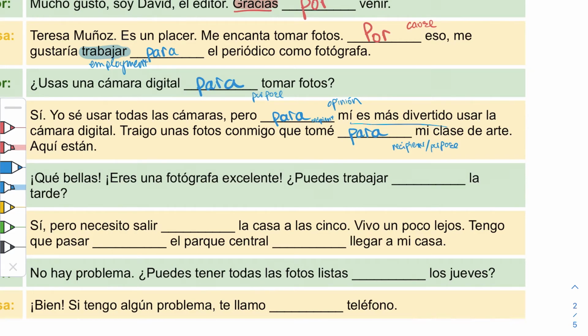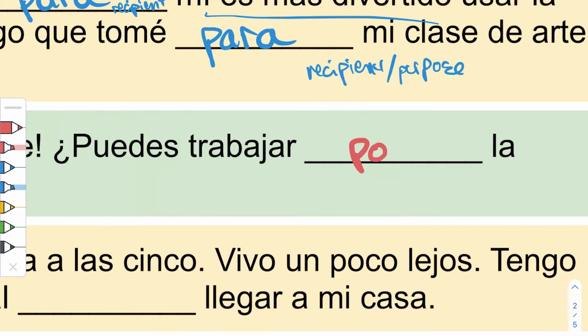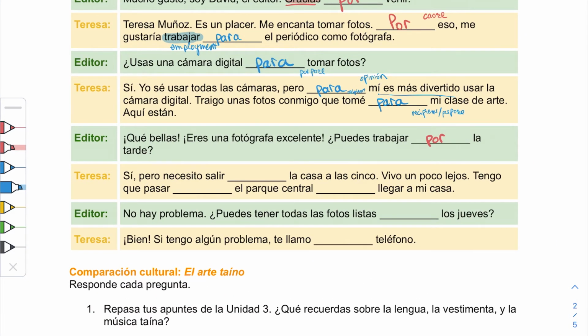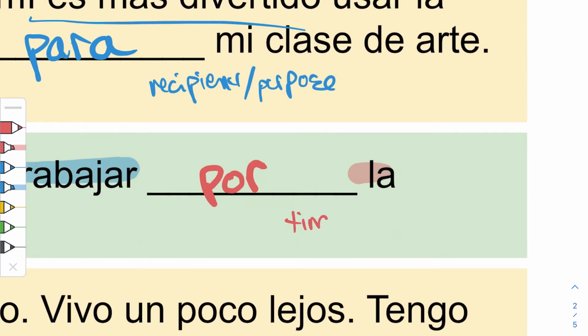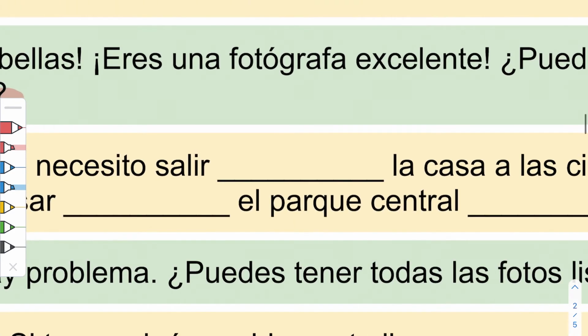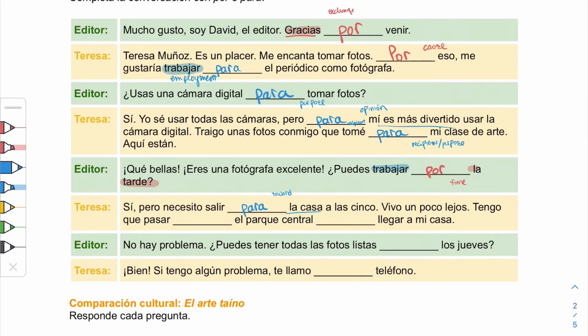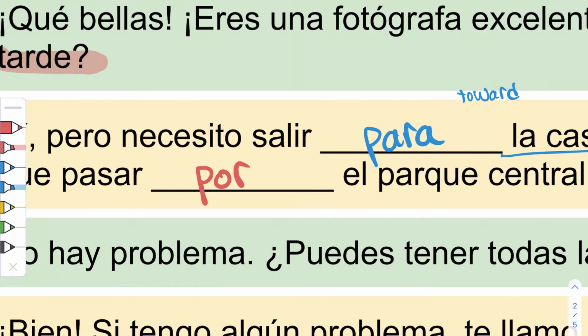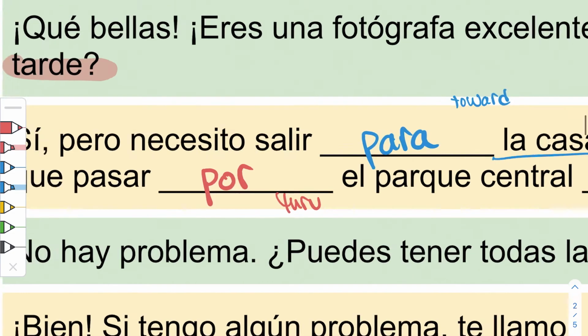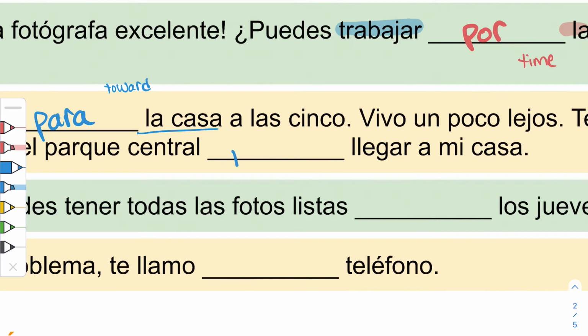Okay, moving on. Puedes trabajar por la tarde. This is a little confusing because it has trabajar, which would be an employment clue, but por la tarde is a time guide. This is saying when, a time period, when we're going to do the thing. So, necesito salir para la casa, because that is your destination. You are going toward something. A las 5, tengo que pasar por el parque. Again, we're going through the park here. Para llegar a mi casa. With the end goal, with the effect of arriving at my house.